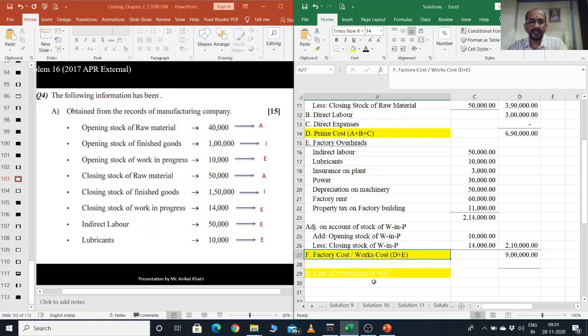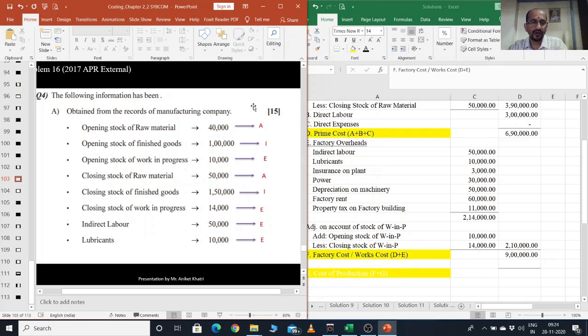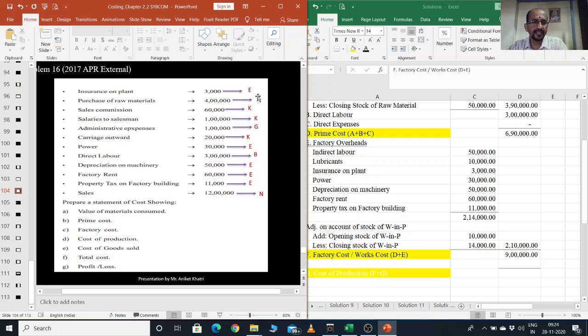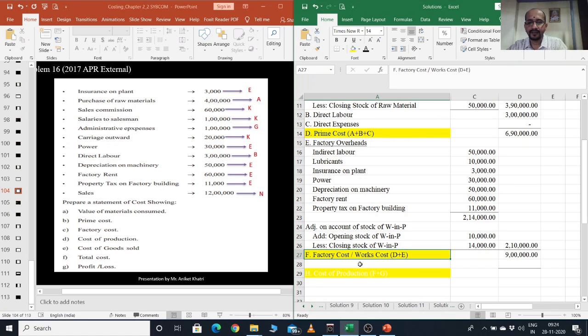Now next item is the G item. See this, on the first page there is no G item. Let us see on the second page. Yes, here it is, administrative expenses. Only one item is there, G, so 1 lakh. Right over here, G, administration expenditure 1 lakh. Do the total, it is 10 lakhs. So this is our cost of production.